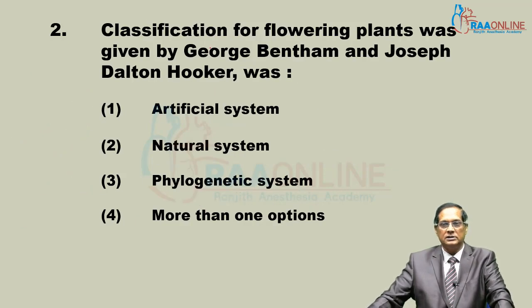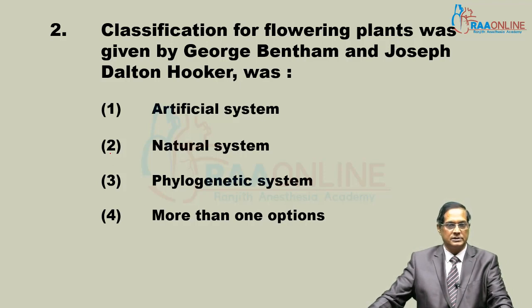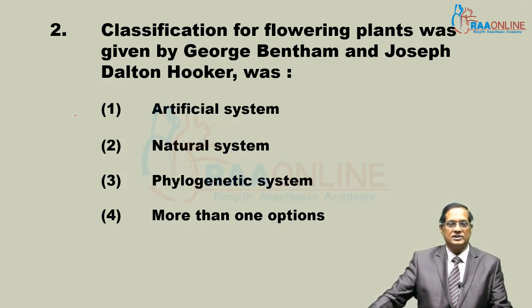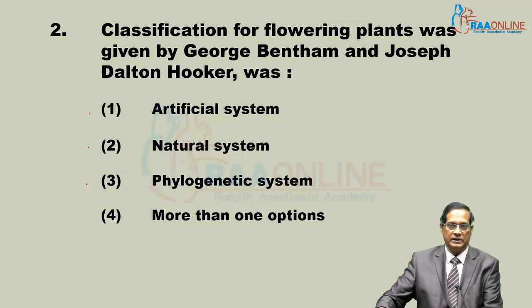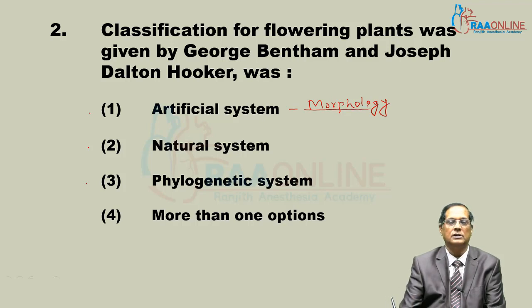The classification of Plantae was given by a number of persons in a number of ways. There are 3 systems of classification of Plantae: artificial system, natural system and phylogenetic system. Artificial system is totally based on morphology, that is external features.